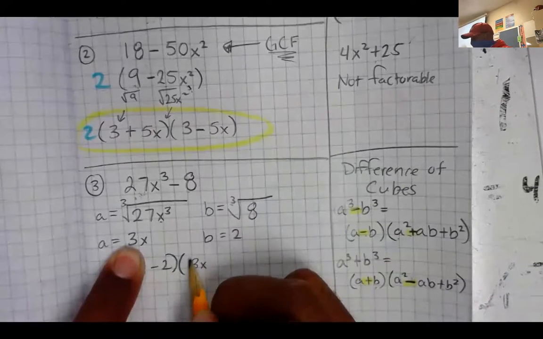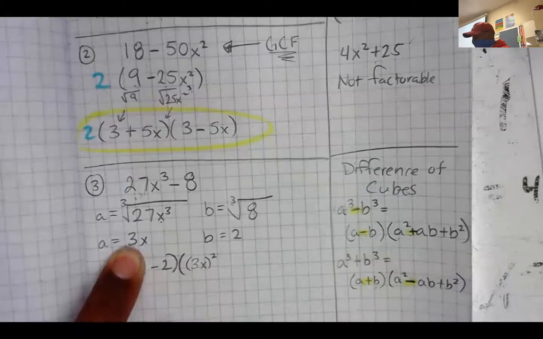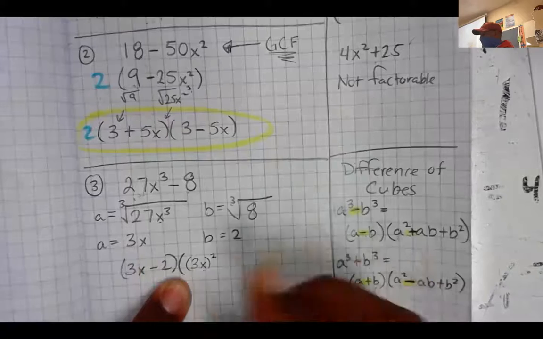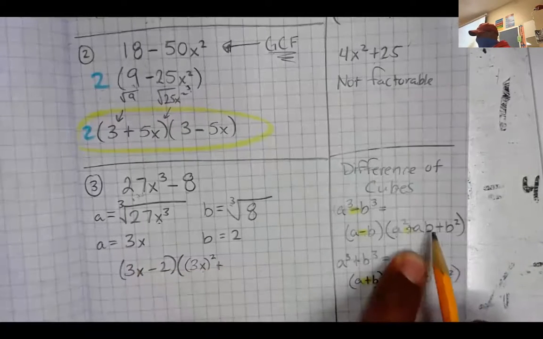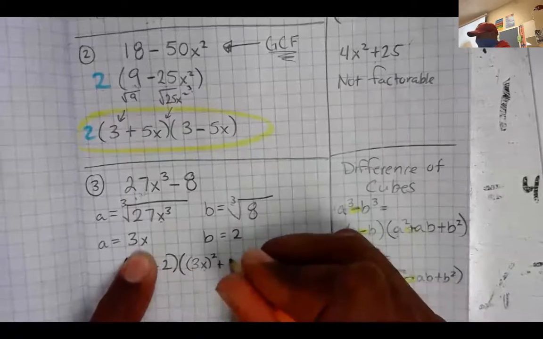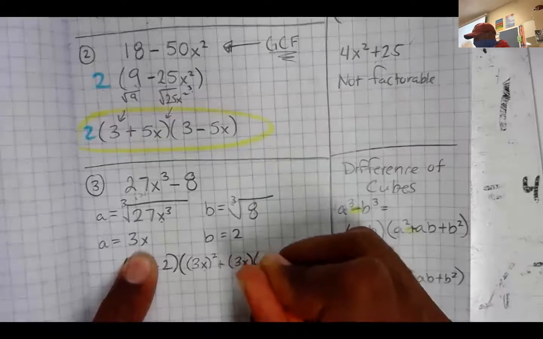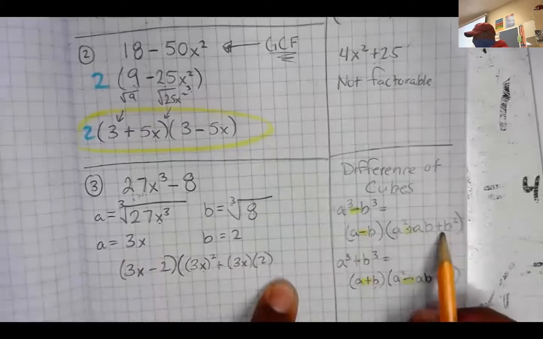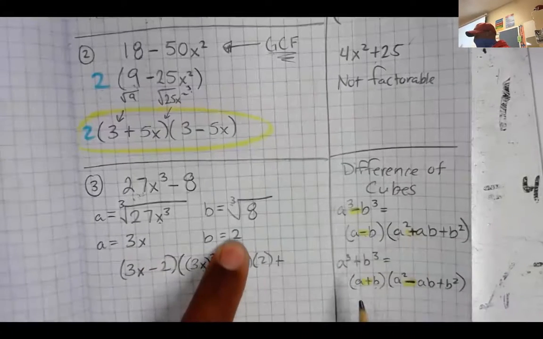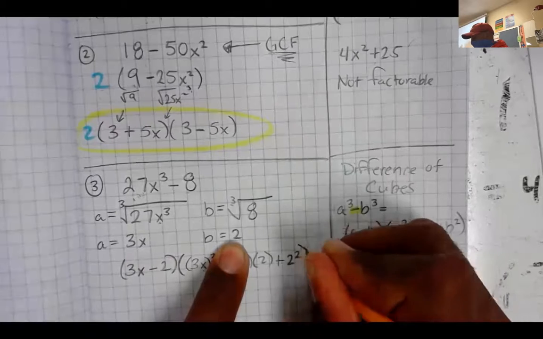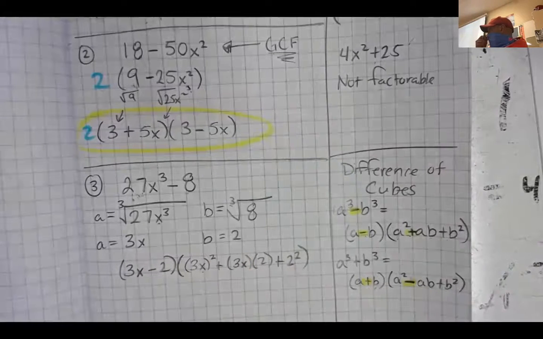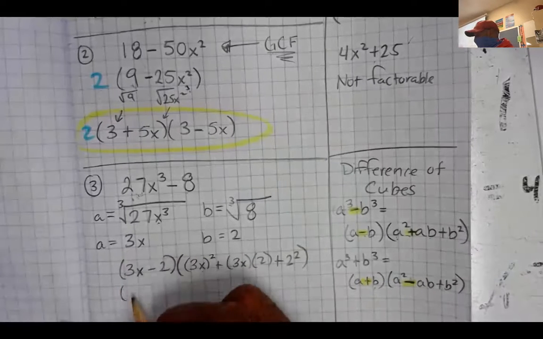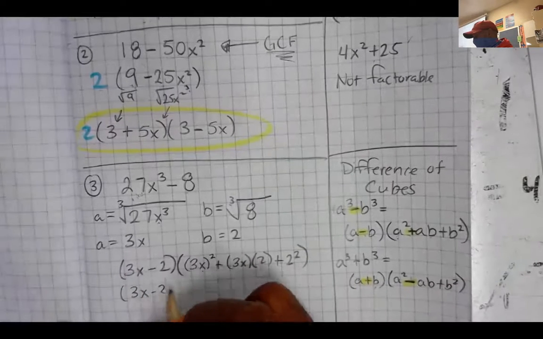So I'll kind of write this out step by step. I'm basically squaring 3x on the first part. And then I'm going to add A times B, so 3x times 2. And then lastly I'll add B squared. So I'm basically just squaring 2. Now, you guys don't have to write it out like this every time. I'm just kind of showing you where these numbers come from on this step here. But here, nothing changes. It's just 3x minus 2.